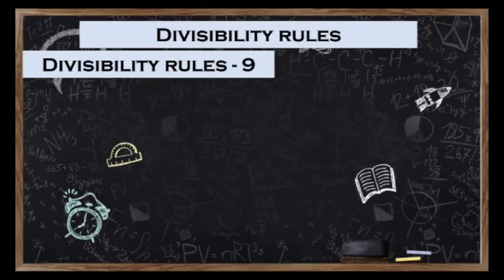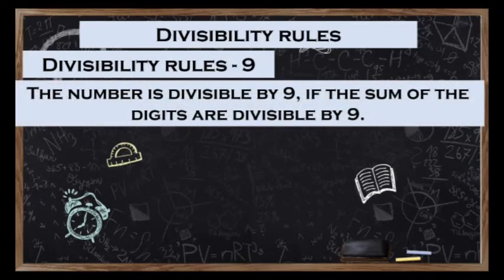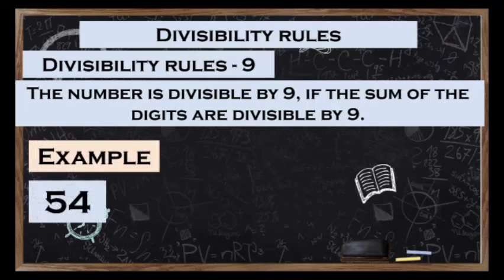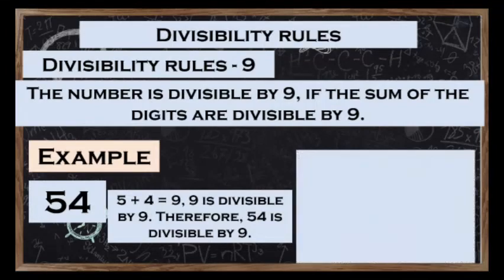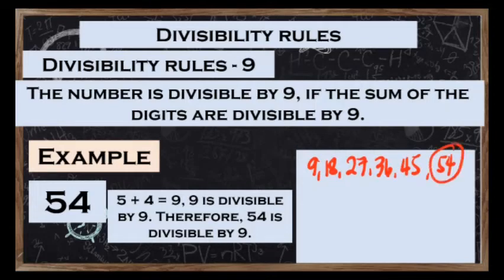Divisibility rules by 9. The number is divisible by 9 if the sum of the digits is divisible by 9. Example, 54. When we add the digits, we have 5 plus 4 is equal to 9. 9 is divisible by 9. Therefore, 54 is divisible by 9. Let us keep count. 9, 18, 27, 36, 45, and 54. So 54 is also a multiple of 9. Therefore, 54 is divisible by 9.